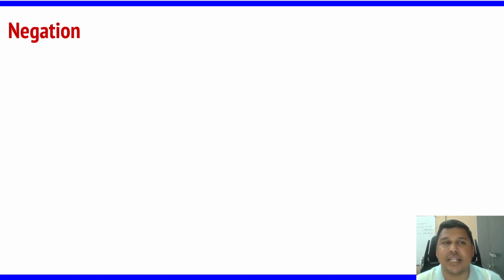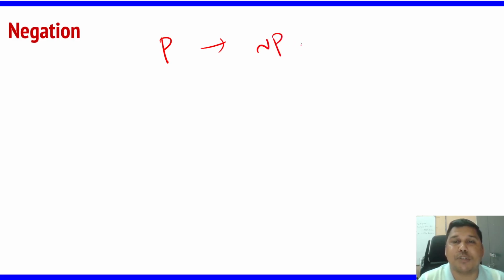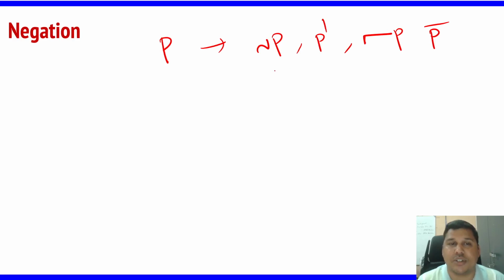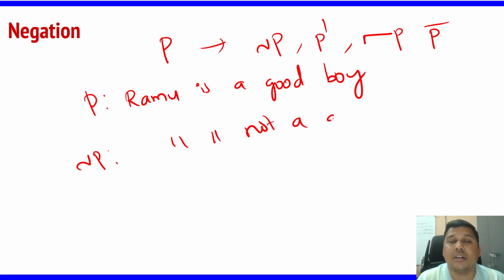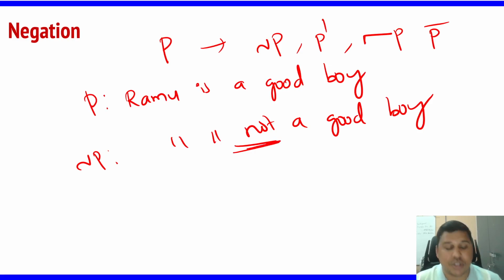First one is negation. It's very simple. If P is a declarative statement, then its negation can be written as minus P or P bar, or we can write it like this. We have different notations. So if a declarative statement P is "Ramu is a good boy", this is a declarative statement, it's a proposition. Its negation will be "Ramu is not a good boy". So we have to include "not" here. So this is about negation.